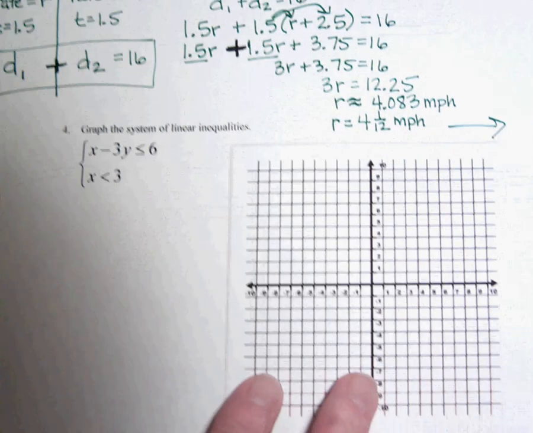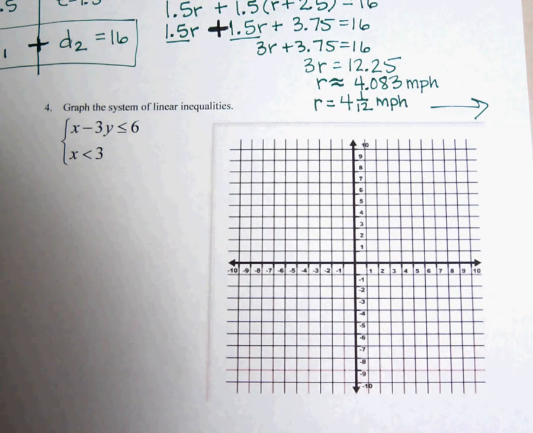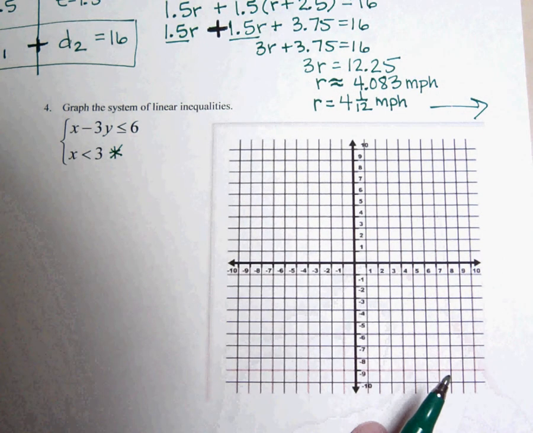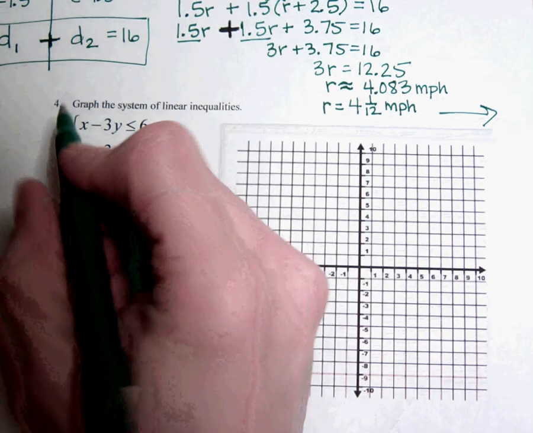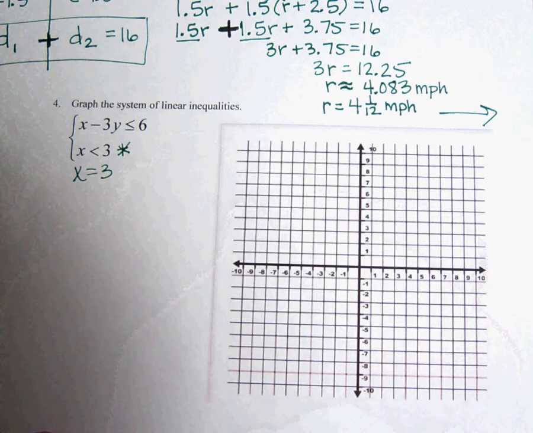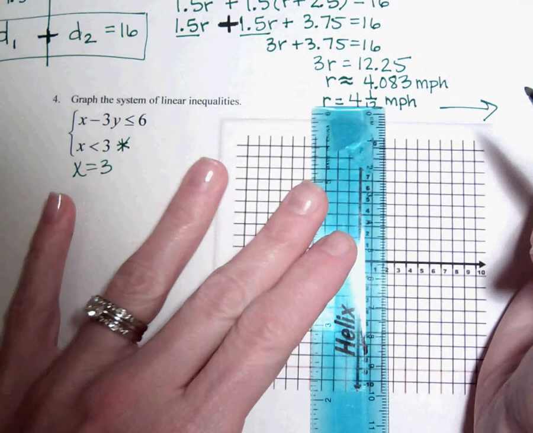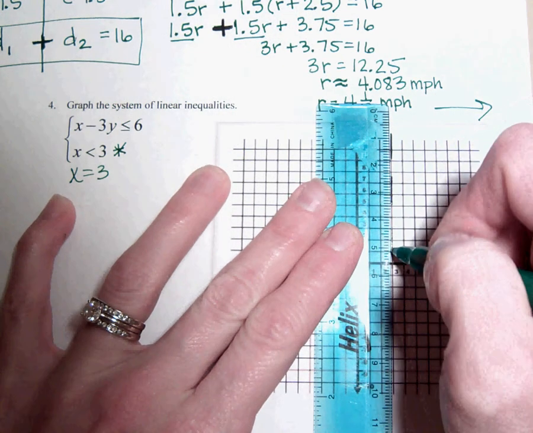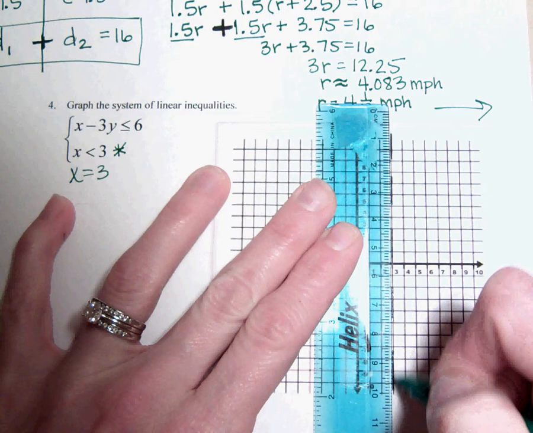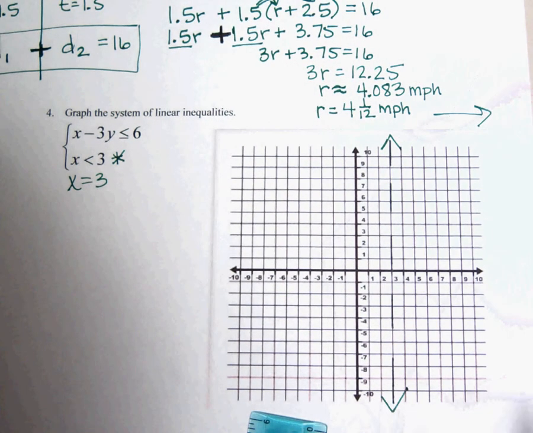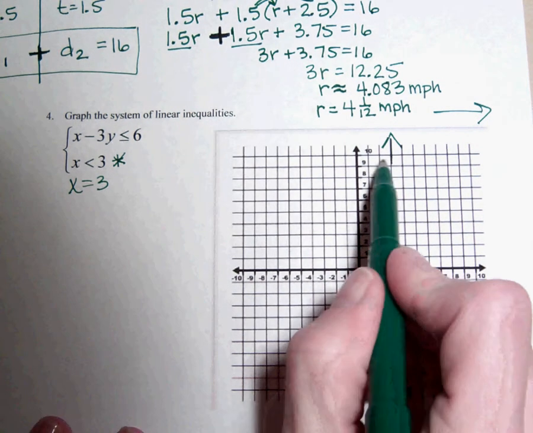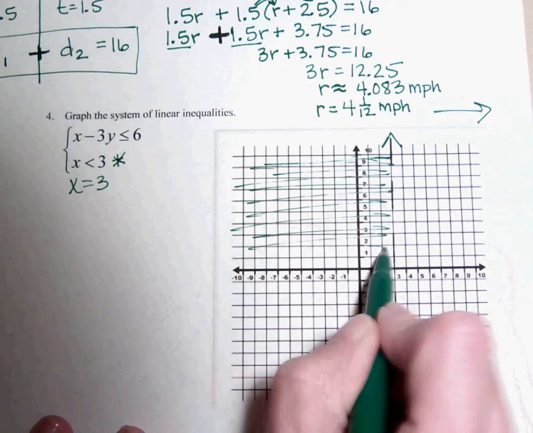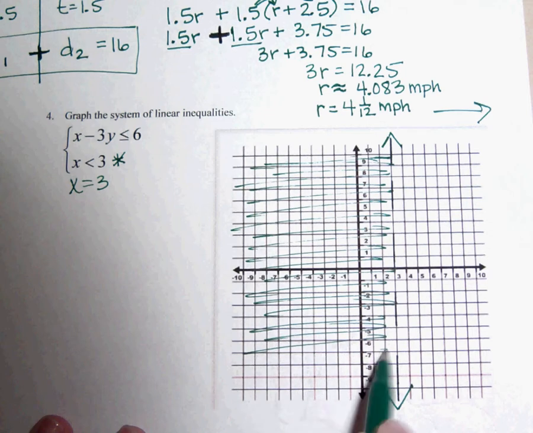Alright, let's look at the last one, number 4. Alright, I'm actually going to do this second one first because that one's pretty easy to graph. So it's just x is less than 3. So remember, think of it as if it were x equals 3. If that were x equals 3, that would be a vertical line crossing 3 on the x-axis, except the fact that it's less than tells me to make a dashed line. Okay, and it's less than 3, so it's everything to the left. So I'm shading everything to the left of this vertical line that I drew.